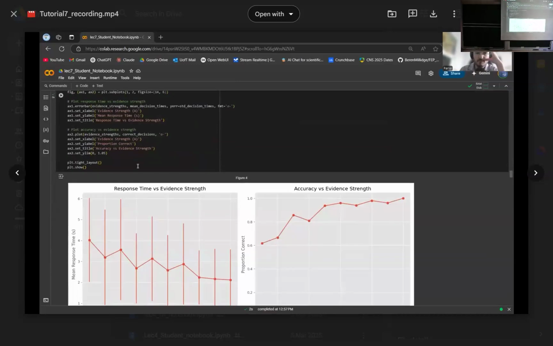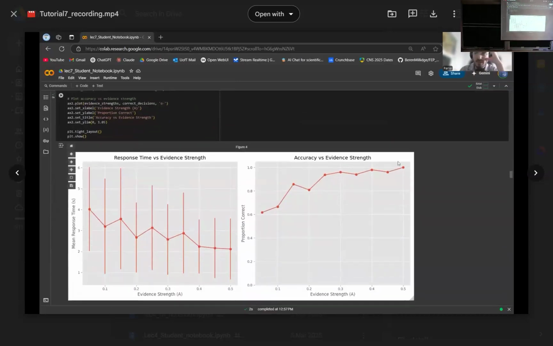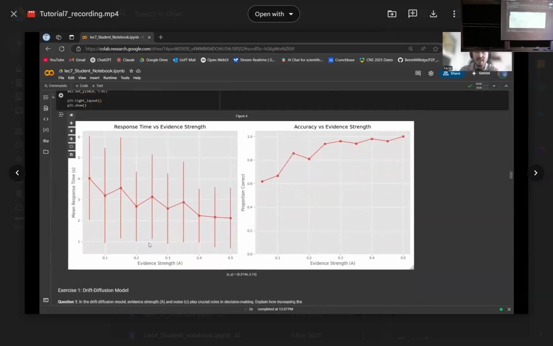So for example, if we estimate our reaction time and our precision, the number of correct trials, like whether they're actually going the direction that we say or not, we can see that as the evidence strength increases, our accuracy increases, which is not surprising. This is congruent with empirical findings. And as the evidence increases, the reaction time decreases, which again follows what we actually see in behavioral experiments.